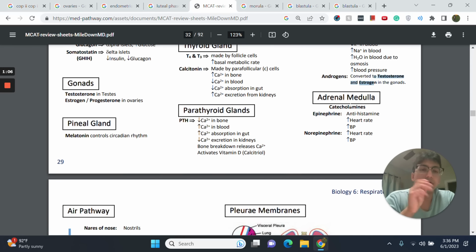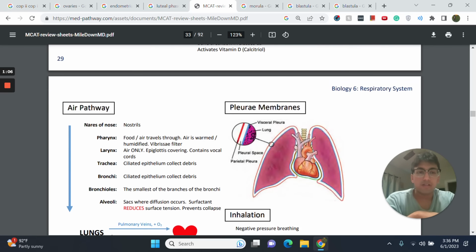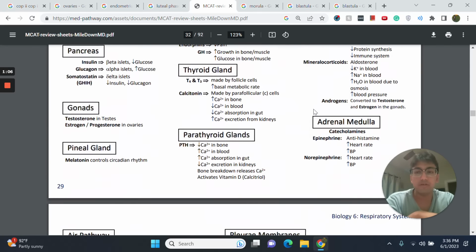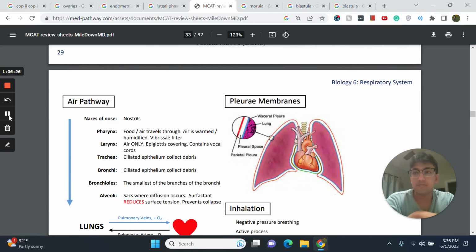Okay, lastly, we have the adrenal medulla, and this is responsible for the catecholamines. Remember, the adrenaline type of things, epinephrine and norepinephrine, and they do very similar things. Epinephrine is an antihistamine, and they both increase blood pressure and heart rate. Let's go. We finished the very high yield part, so now we're going into the respiratory system.